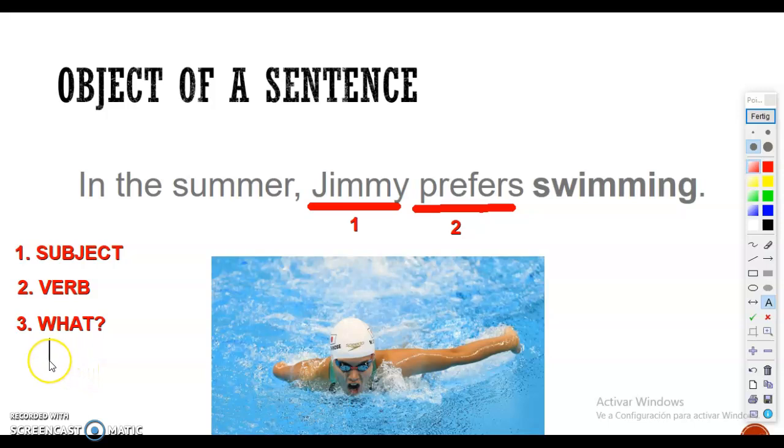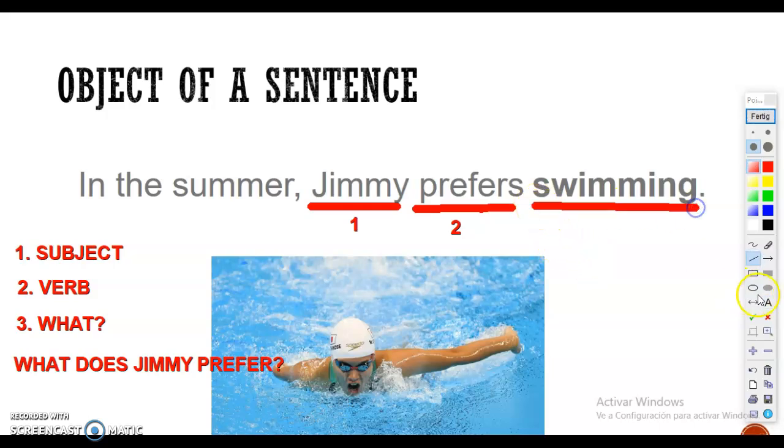Now we are going to ask what. What does Jimmy prefer? And the answer is going to be the object. What does Jimmy prefer? Swimming. So this is my object. And I am using a gerund to express the object. Jimmy prefers no swim. Jimmy prefers swimming. This is the correct. If you say Jimmy prefers swim, it's incorrect. Jimmy prefers to swim could be acceptable, but we are going to see that in another lesson.